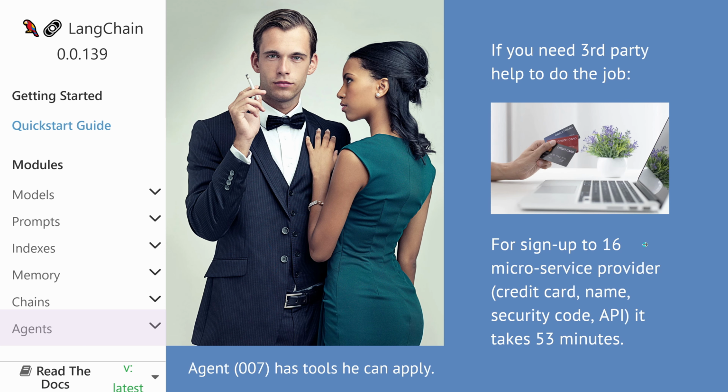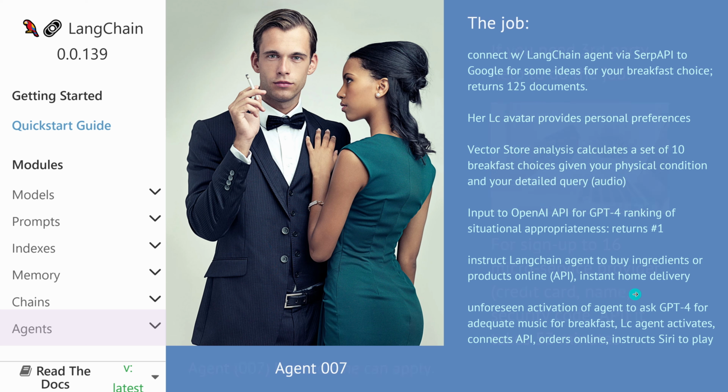And do not forget, I've seen a YouTube video where there was a competition on how many microservice providers you can subscribe to for LangChain. And there was one who subscribed to 16 professional service providers, so credit card, name, security code, and gets the API back. And it was done in under one hour. So if you want to have a benchmark, if you sign up with your credit card for all the external providers, it can be done for 16 in under one hour if you need this.